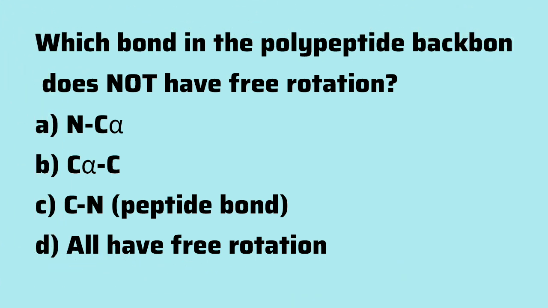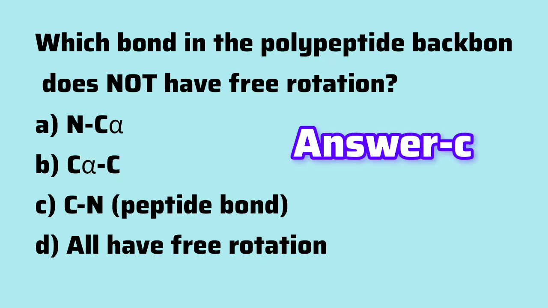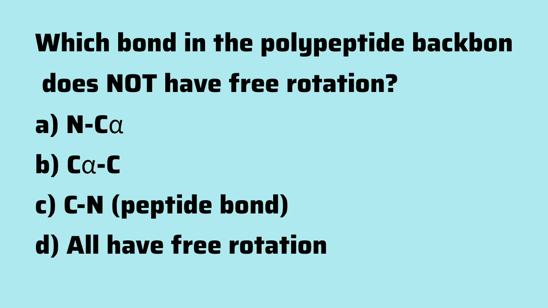Which bond in the polypeptide backbone does not have free rotation? C alpha and N, and C alpha and C have free rotation, and we had discussed that the angles are phi and psi. The peptide bond, due to the partial double bond character, is rigid, therefore it cannot rotate freely. So here the correct answer is C, peptide bond, it does not have free rotation. Answer C.